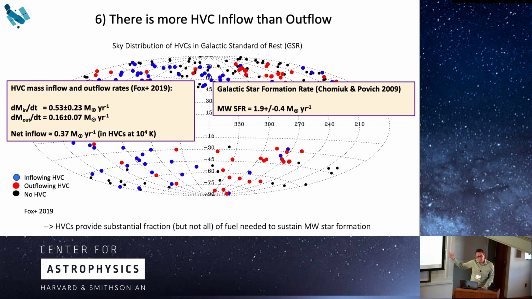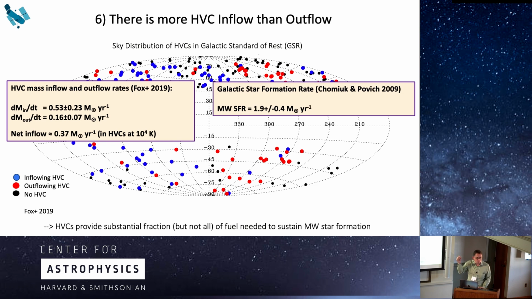By no means is this all the fuel you need to match the star formation budget, but it's a decent chunk of it, right? Because this is also just in clouds at 10^4 Kelvin, right? Just the stuff we can see in the UV metal lines. So this isn't including hot gas. That would add to the inflow, right?